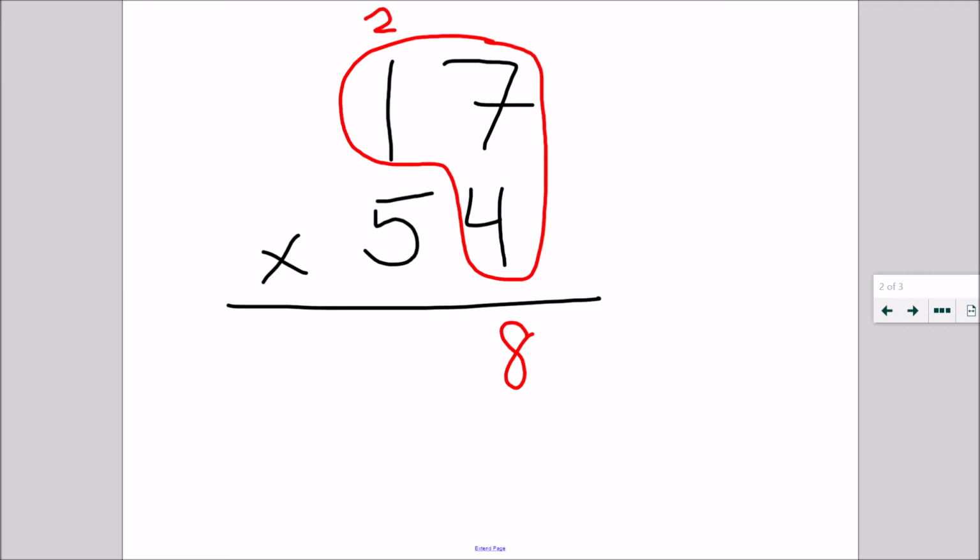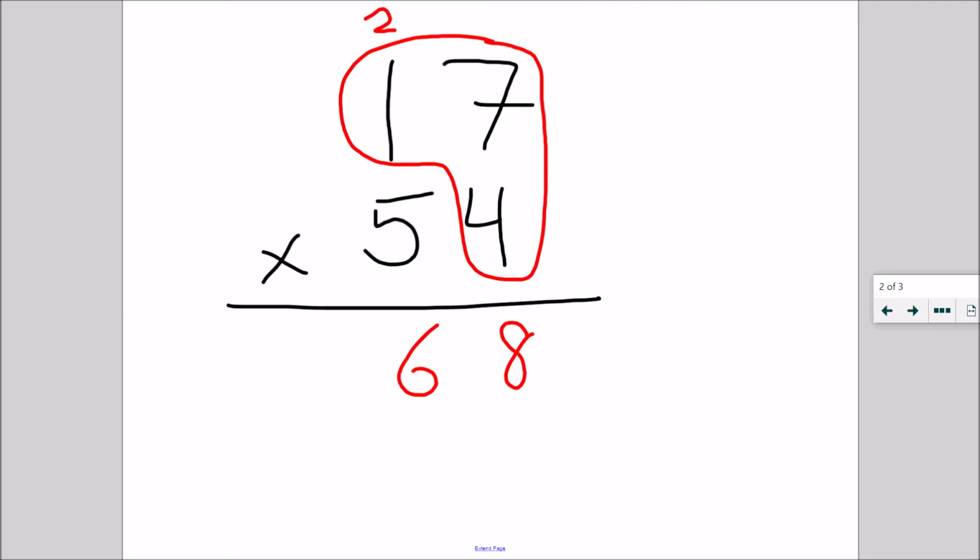4 times 1 is 4, so that's now 4 tens. I've got those 2 tens I set aside, add them back on. My 4 tens of my product with the 2 tens I set aside comes to 6 tens. So 17 times 4 is 68. Now I'm done with that 4. It's finished, but I still have that 5 that I haven't looked at.